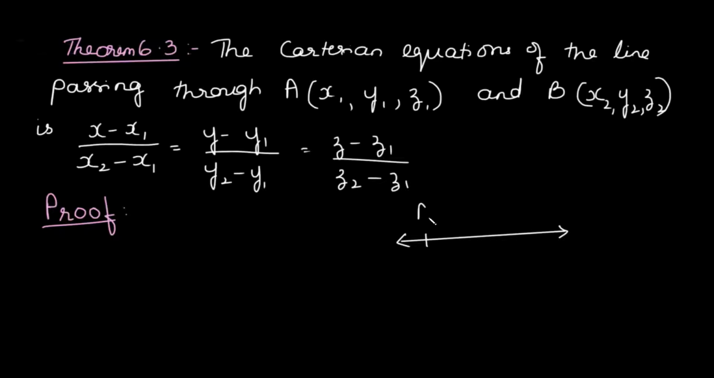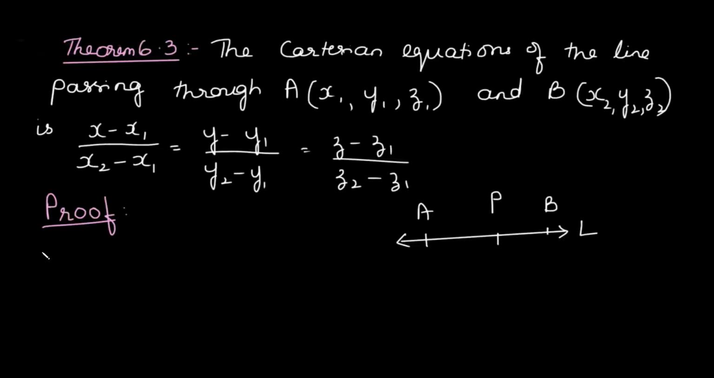And A and B are these points on the line. A has the coordinates x1, y1, z1 and B has the coordinates x2, y2 and z2. Similarly, P is a variable point on the line having the coordinates x, y and z. So in this case, let L be the required line which passes through A and B and P be the variable point on the line.